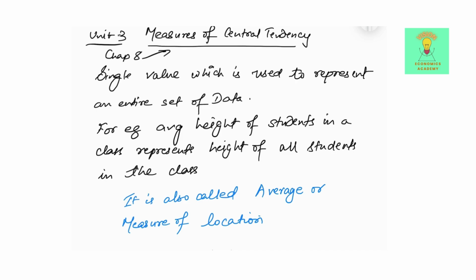Measures of central tendency is a single value which is used to represent an entire set of data. So, there are a set of data, and through a basic calculation, through various methods, you get one particular answer. And that particular answer represents the entire set of data. So it's a single value which is used to represent an entire set of data.